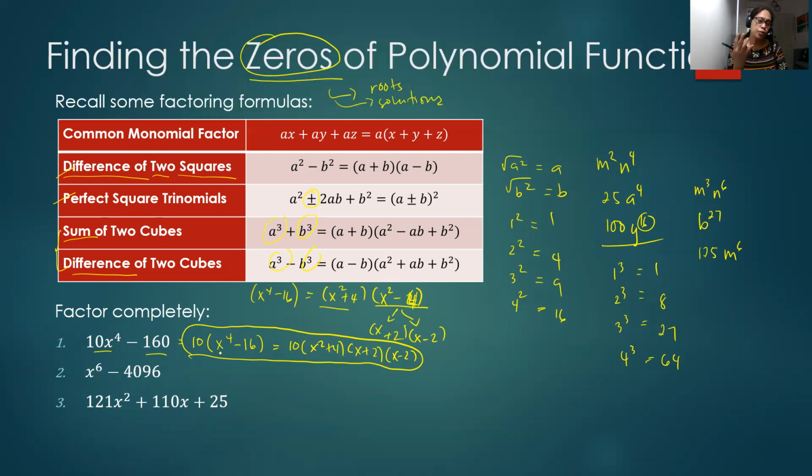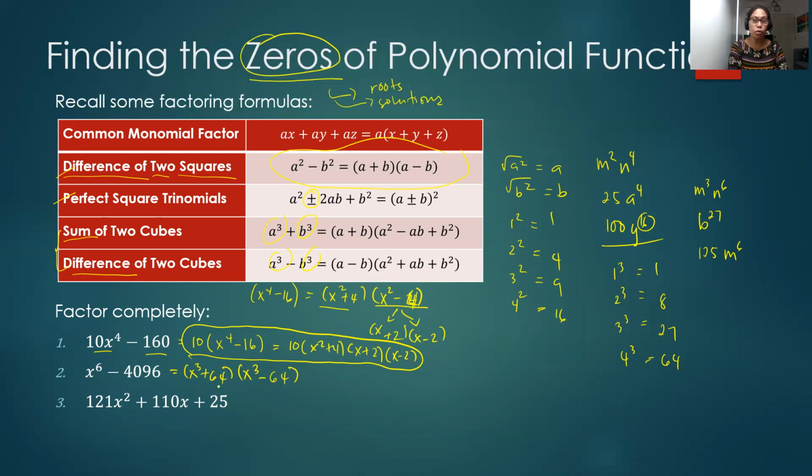For x to the 6 minus 4096, 4096 is a huge number, but I'm telling you 4096 is a perfect square expression as well as x to the 6. So again, we can work on the difference of two squares. As we extract the square roots, we have these factors. The square root of x to the 6 is x cubed, and the square root of 4096 is 64. So this is x cubed plus 64 and then x cubed minus 64.